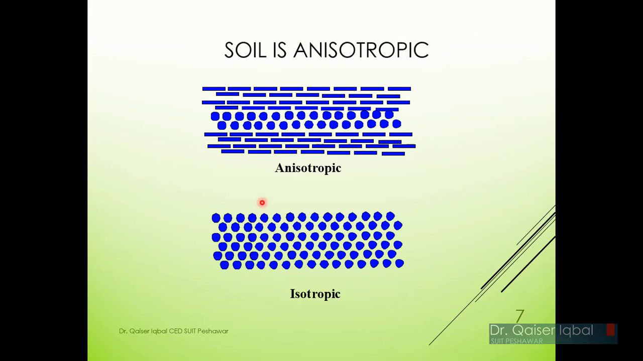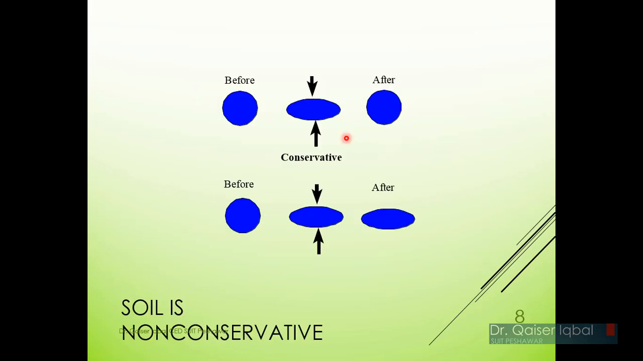If the material response and properties are the same in all directions, then it is called an isotropic material like this. But soil is an anisotropic material. Other materials like steel are basically isotropic, which you can see like this. But soil is anisotropic, so it is different from other materials, and it should be treated as such.